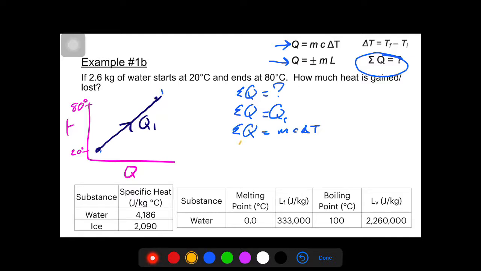And we can say the sum of all my Q's is equal to 2.6 times, now this is in the liquid state because it's between the melting point and the boiling point. So my specific heat is 4,186. And remember, it's final temp minus initial, and it starts at 20 and my final temperature is 80 minus 20. So when you sum it all up, you get a positive 653,016 joules. And that's it.